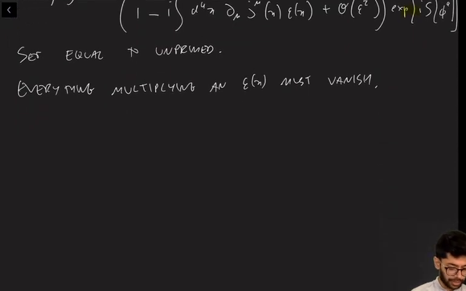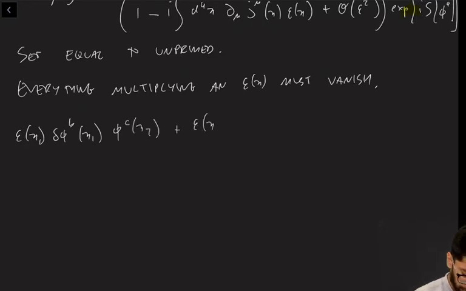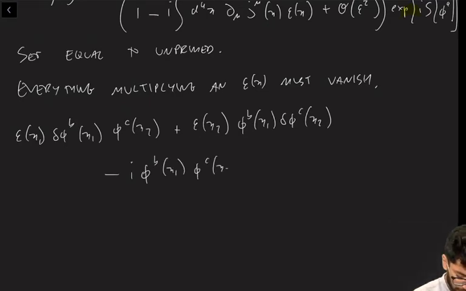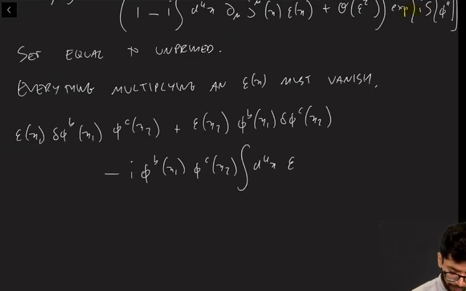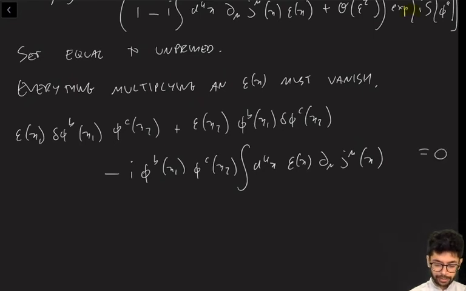And those terms, let me just group them all together, take the form epsilon of x1 delta phi_a x1, delta phi_b of x1 phi_c of x2 plus epsilon of x2 phi_b of x1 delta phi_c of x2 minus i phi_b of x1 phi_c of x2 times the integral d^4x epsilon of x d_mu j^mu of x. Okay?